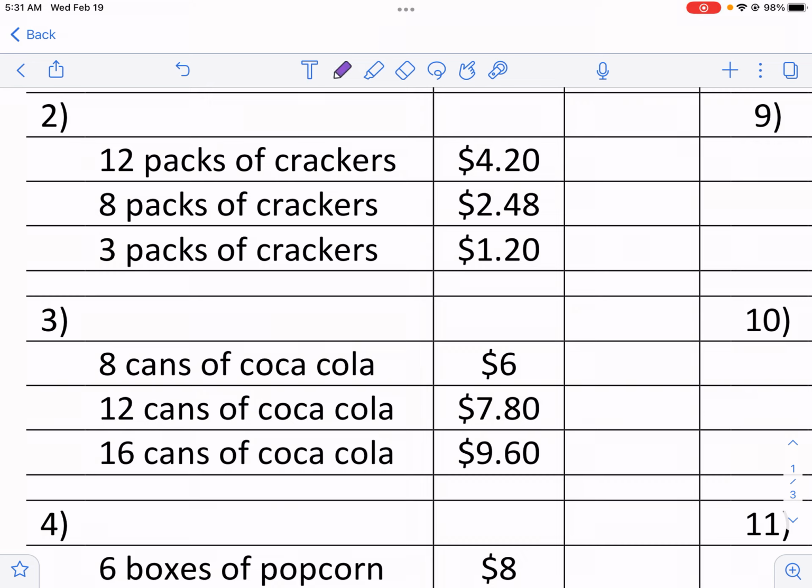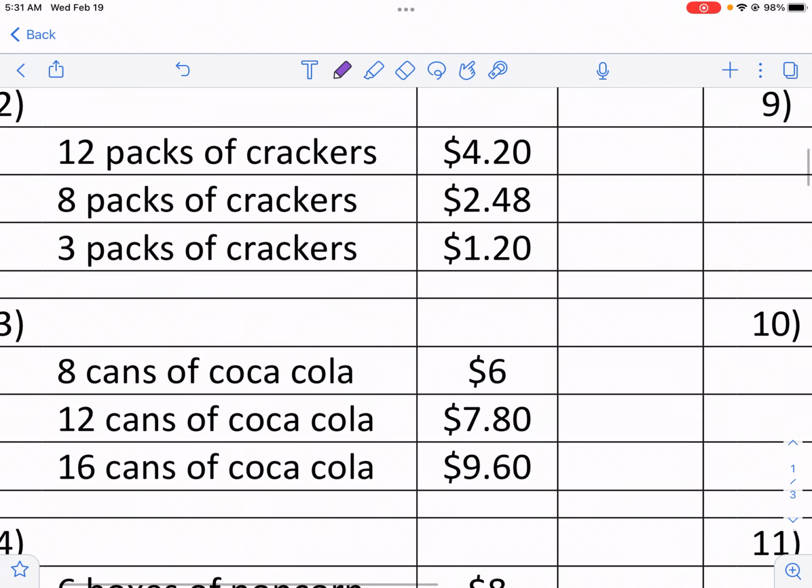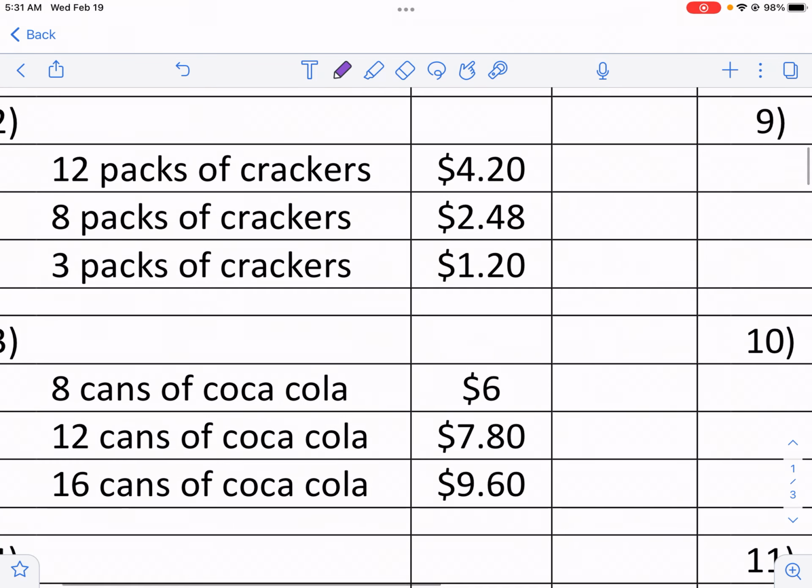So we're just going to go ahead and do a couple more. Not going to do every single one of these because it is repetitive, and once you understand the pattern, it's not so bad. Okay, so here we have 12 packs of crackers, and it's $4.20. Again, we want to know per cracker, so we're going to do the $4.20 on top.